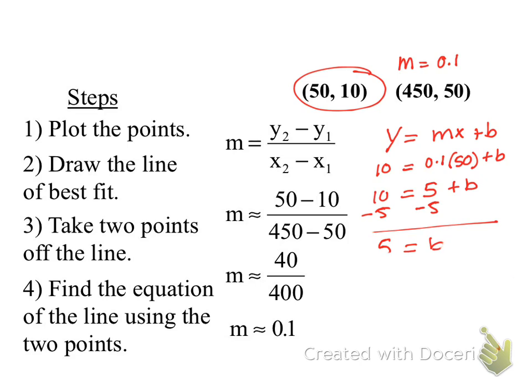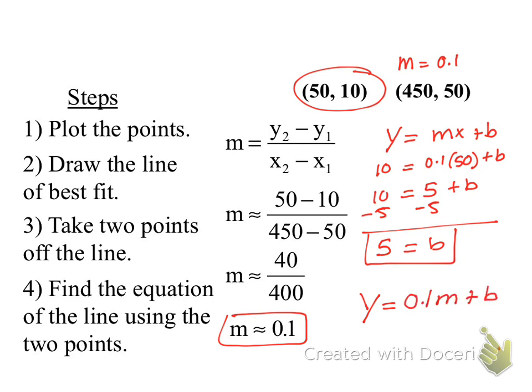Okay, so now we have our m, we have our b. What is my m? 0.1. Okay, 0 and 1/10. I want to hear you guys reading those decimals correctly. Y equals what? 0 and 1/10 x, sorry, x plus b. Okay, plus 5. You guys with me?